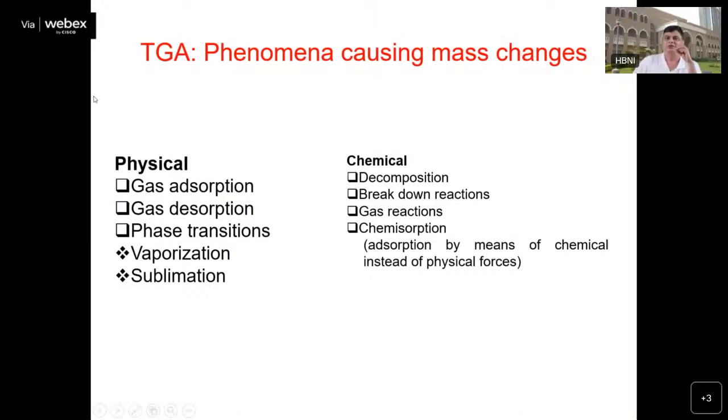What are the various phenomena causing a mass change in thermogravimetric analysis? These are the physical changes. Either it can be gas adsorption, in which case mass will increase, or gas desorption, where mass will decrease. Then the phase transitions, which include vaporization or sublimation. Whereas in the case of chemical changes, there can be decomposition, breakdown reactions, gas reactions, or maybe chemisorption. Chemisorption means adsorption by means of a chemical instead of a physical process.